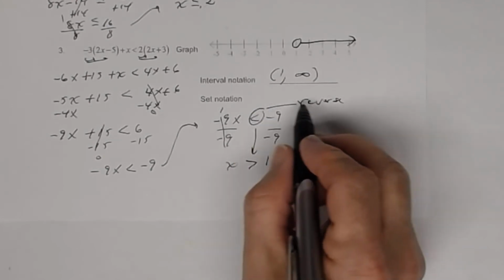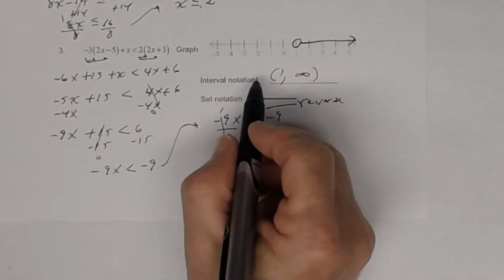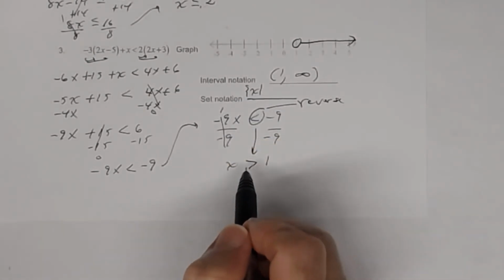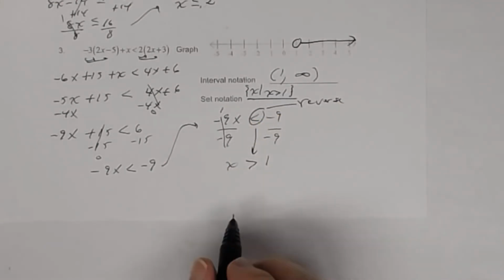And then set notation, I ran out of room here, so let me go ahead and put that here. So set notation, you're going to say the set of x's such that, and then use this inequality, x is greater than 1. And that is it. Okay?